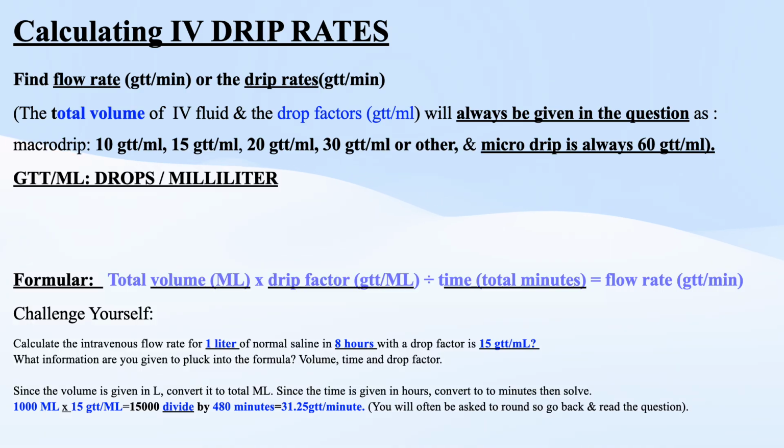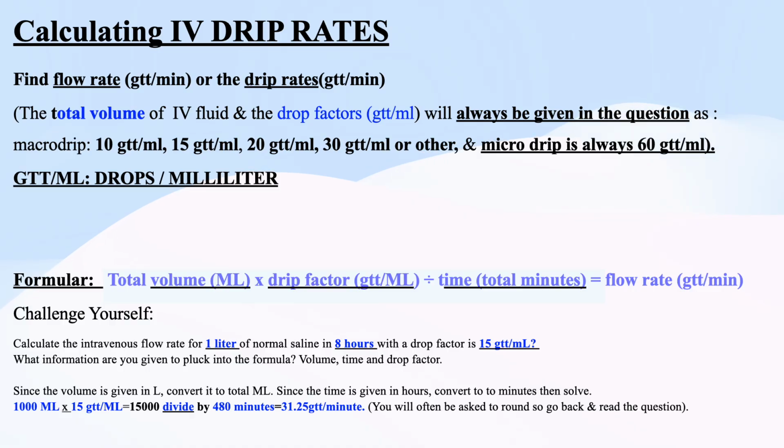On this slide, we're going to talk about calculating IV drip rates. Okay, you'll be asked to find flow rate, which can be to find the drops per minute at which the IV fluid is going to be infusing through a special tubing set to the patient. So that can be worded as flow rate or the drip rate. It's important to pay attention to the unit that is being requested. So if it's drops per minute, you will see GTT per minute, or they may say drip rate. It's the same thing.